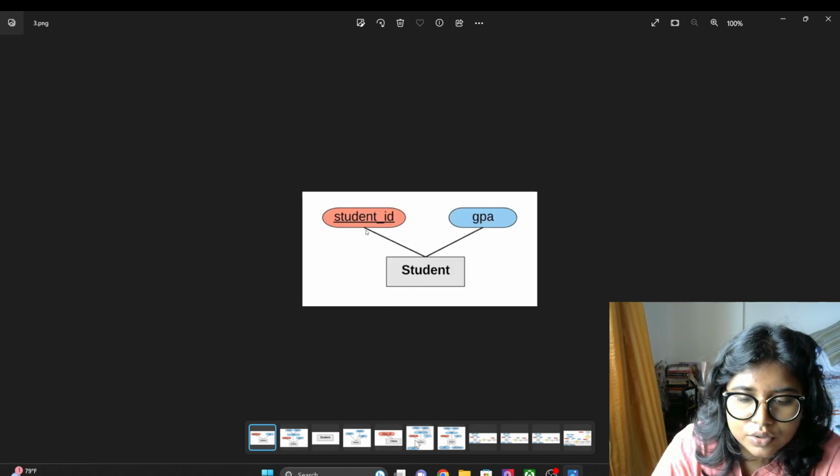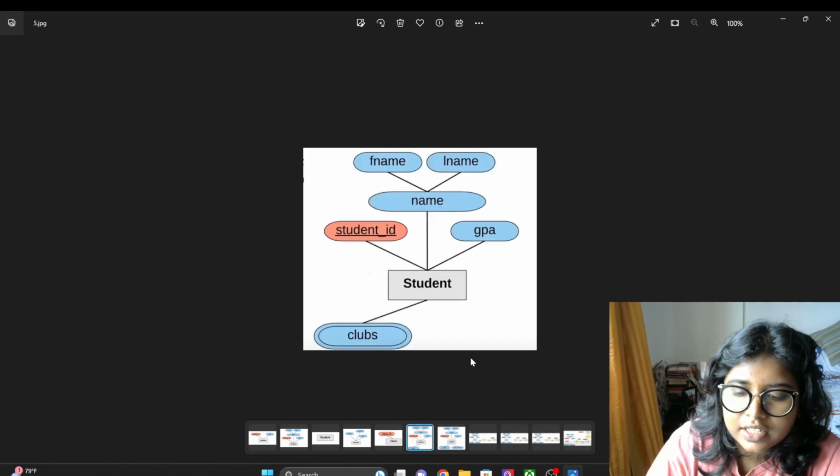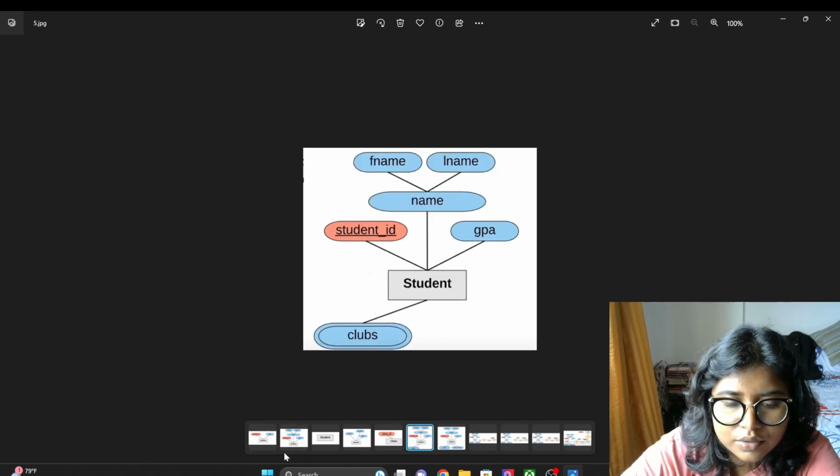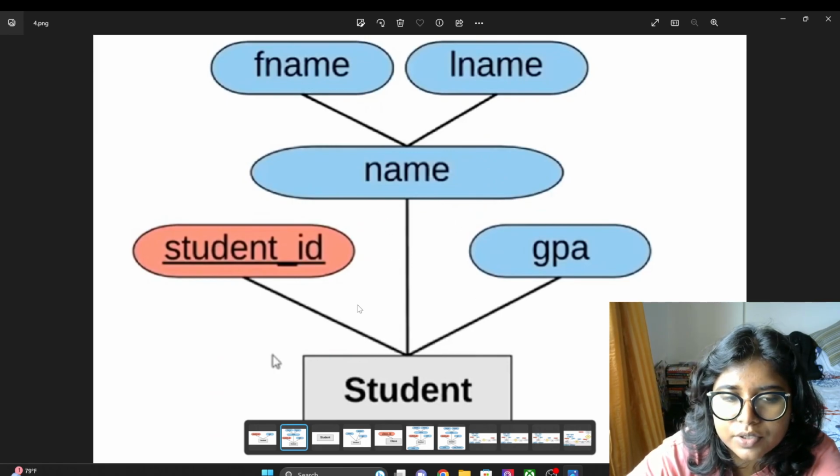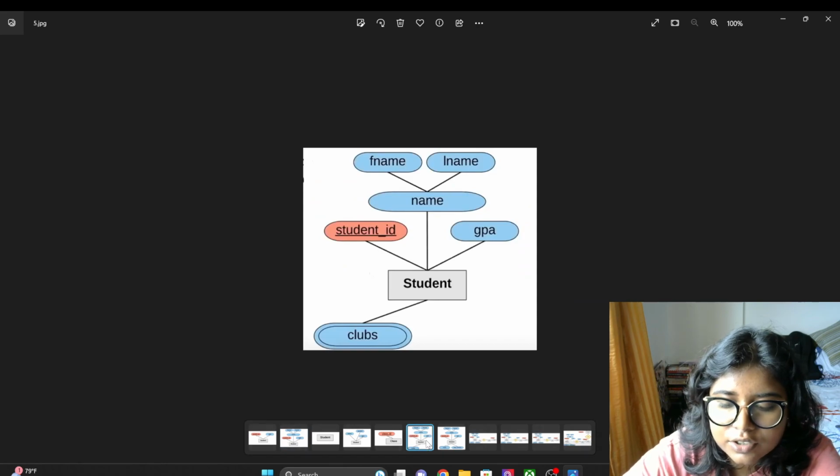Next, this is the composite attribute. It can be broken up into many sub attributes, like name is broken up into first name and last name. Now let's go to multi values attribute. So the attribute can contain name, like it can contain name and club, which is a multi value.